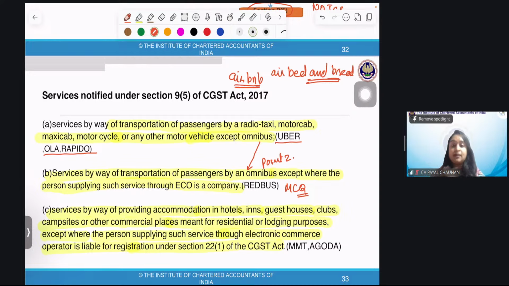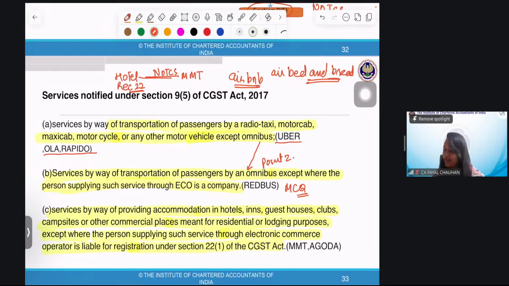Now we'll do it here. See, if I'm not registered under GST, and I'm a hotel providing my services through MMT, I'm not registered, then no TCS because RCM will apply. But if I'm registered due to turnover under Section 22, then the TCS provisions will apply. Did you people understand? Yes.